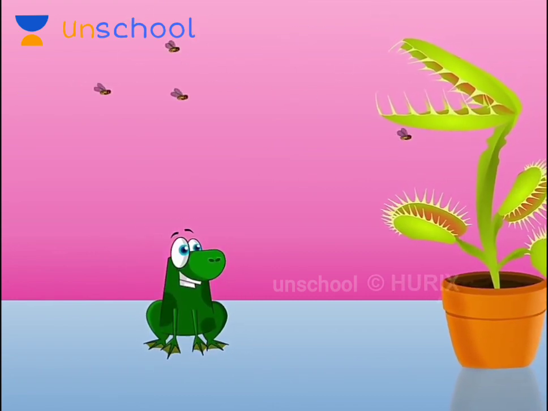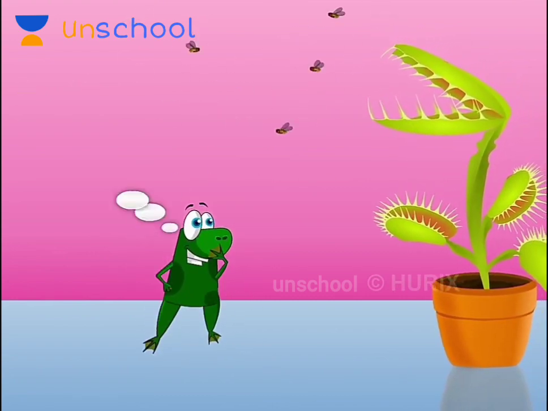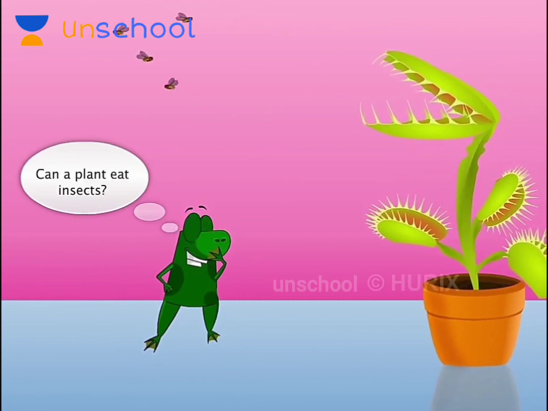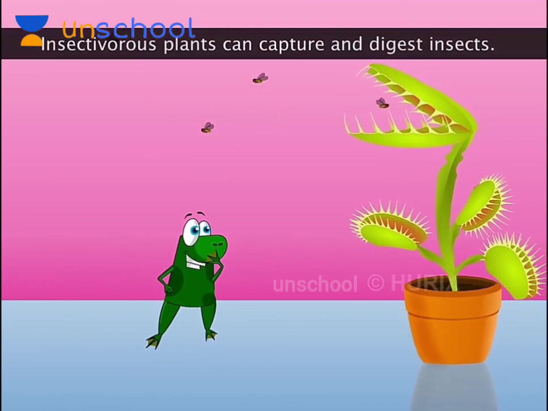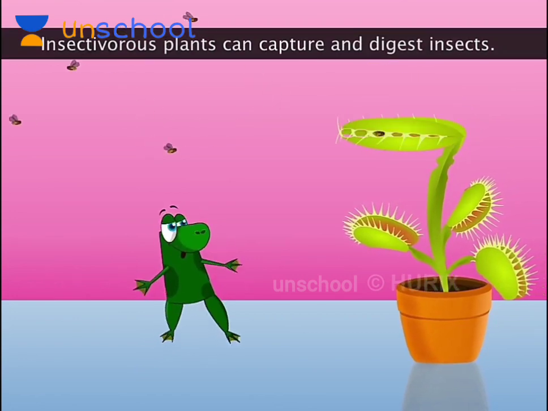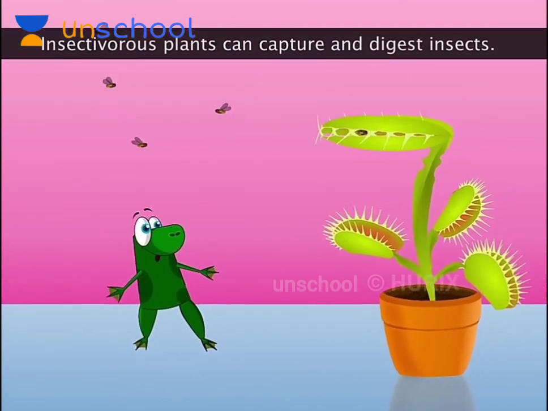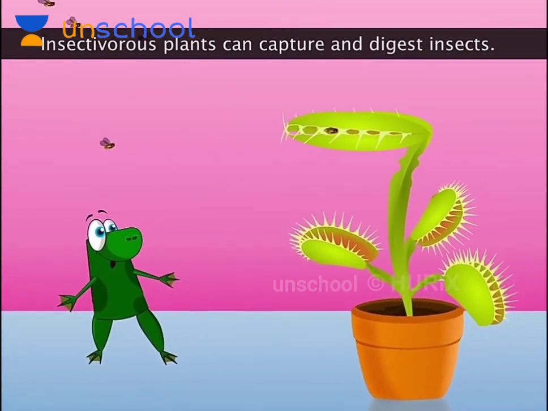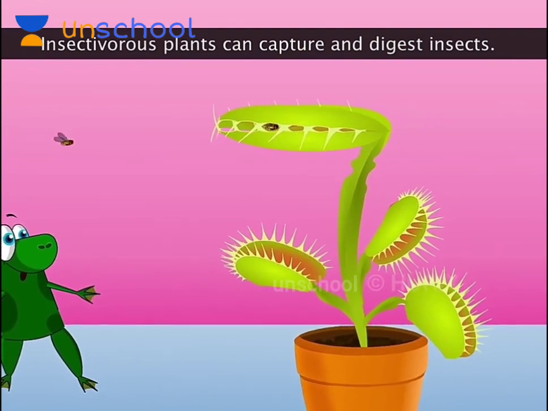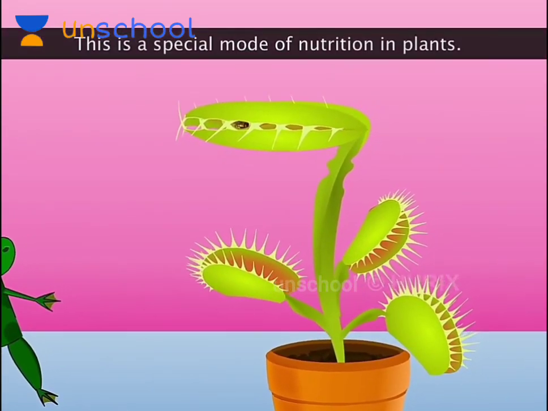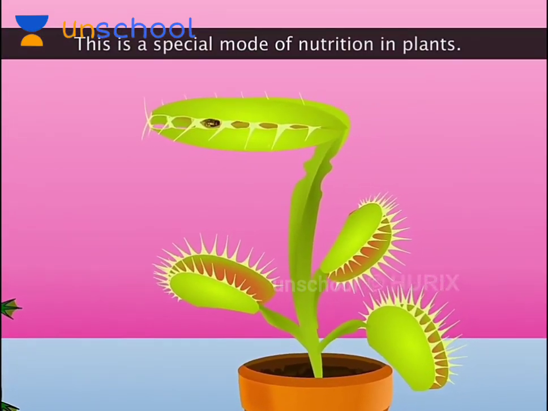We know that a frog feeds on insects. But can a plant eat insects too? Yes, there are some plants that can capture and digest insects. Such insect-eating plants are called insectivorous plants. This is a special mode of nutrition in plants.